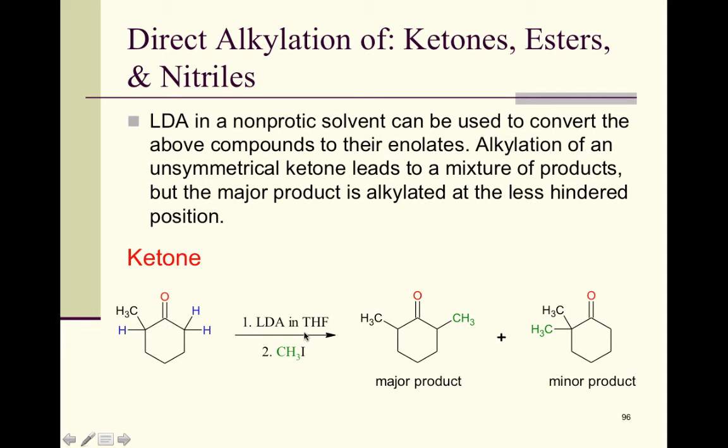LDA in THF. LDA is a reactant. We saw how it was made earlier in the chapter. The R group in this case is pretty small. It has a good leaving group. We've talked about leaving groups before. Tosylate, iodine are probably the best ones. And what's going to happen in this reaction is the CH3 is going to now be alkylated on the alpha carbon, both sides. The major product is the one that is less hindered.